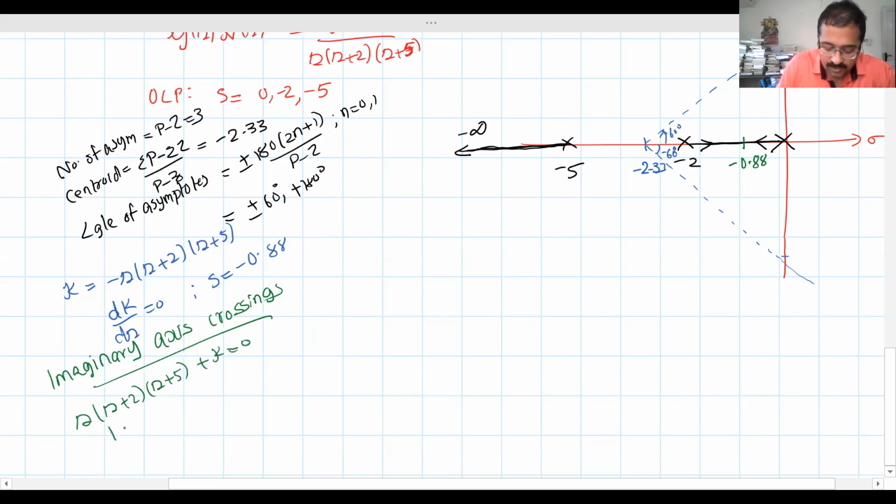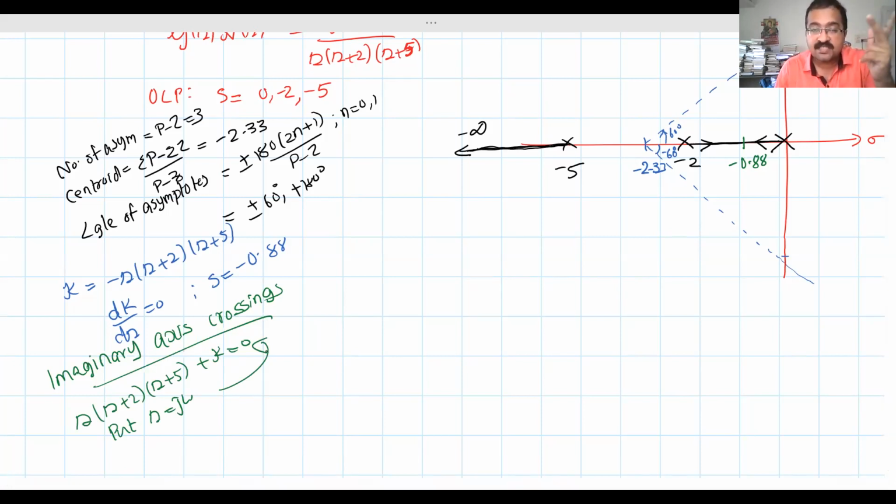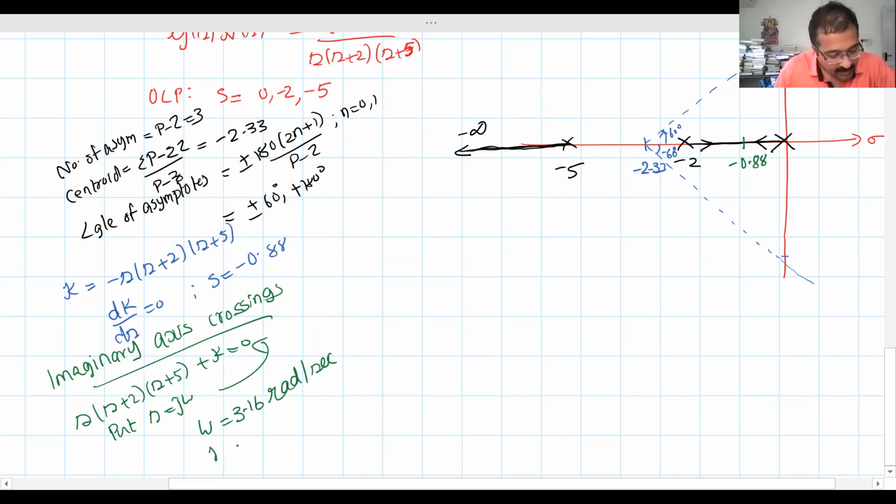You put S equal to j omega into this. You will get a real part and an imaginary part. Equate the real part to 0 and the imaginary part to 0. Two equations, two unknowns. Which are the two unknowns? Omega and the corresponding gain K value. If you solve that, you will get your omega as 3.16 radians per second, and the corresponding gain K will be 0.0143.